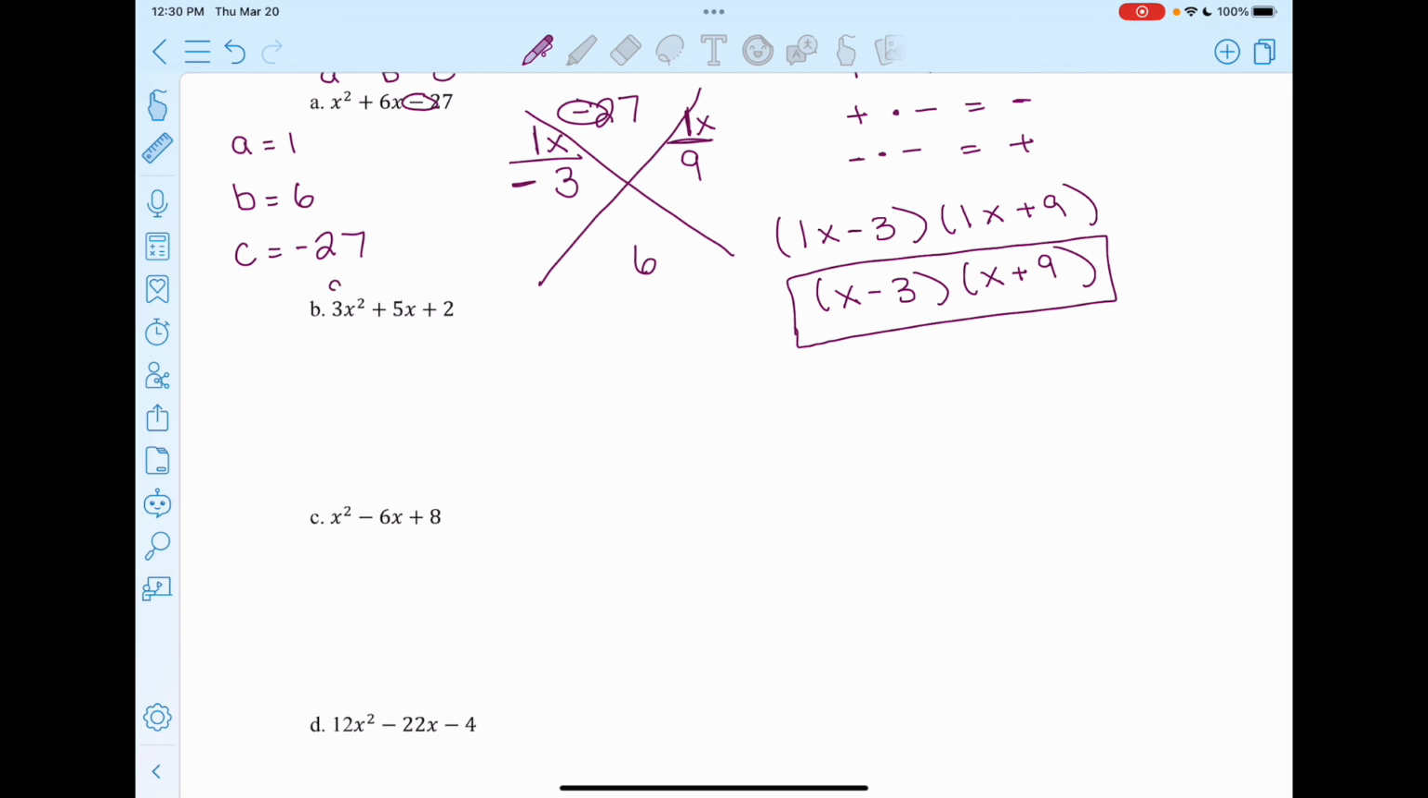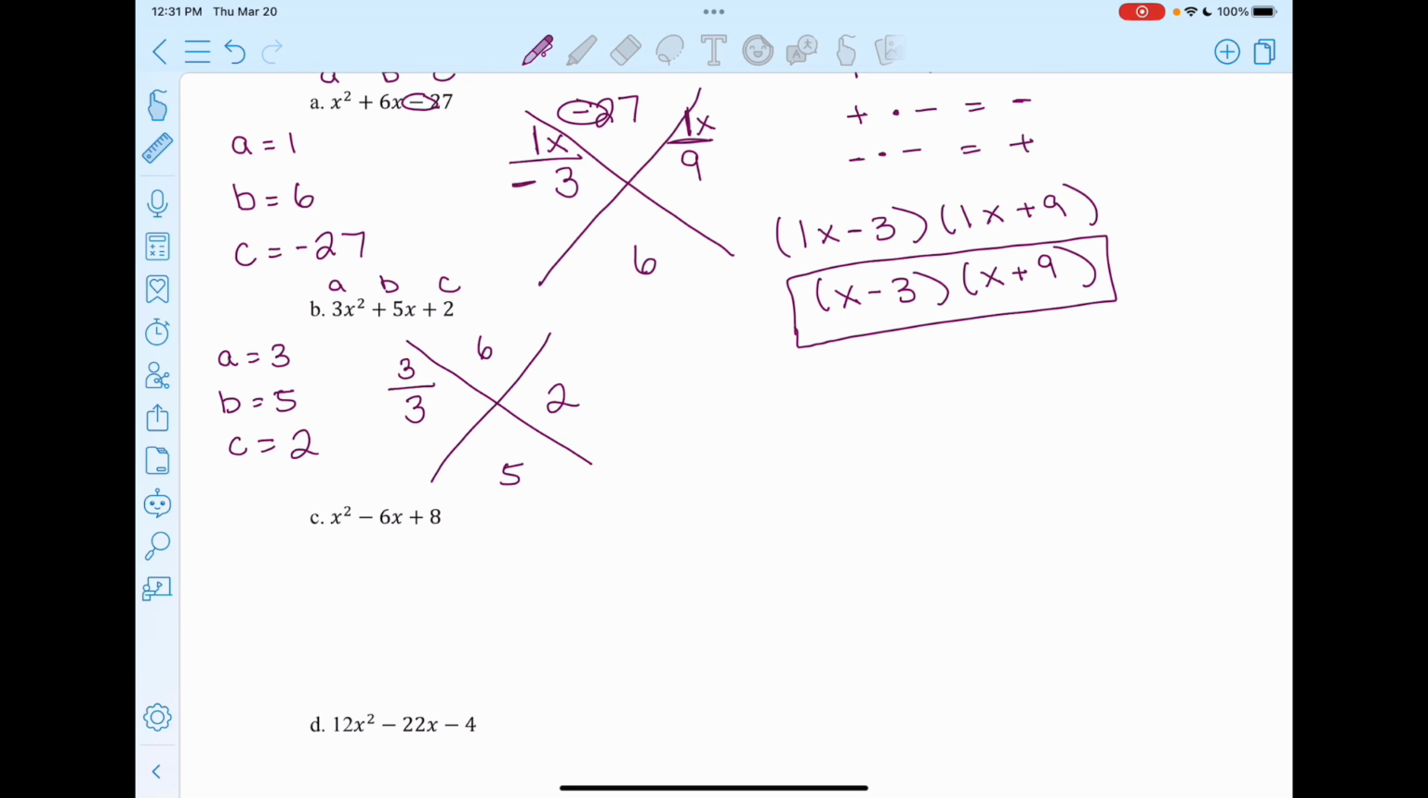In B, labeling our a, b, and c values, my a is 3, my b is 5, and my c is 2. Multiplying a times c for the top, I get 6, and b on the bottom is 5. Since my number on top is positive, that means that both of my numbers should be positive as well. And I think I'm going to go with 3 and 2, because 3 times 2 is 6, and 3 plus 2 is 5.